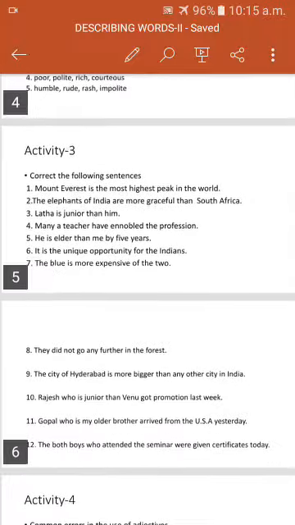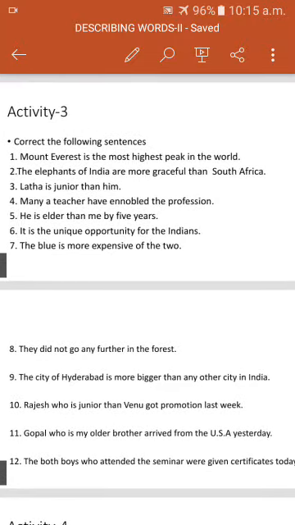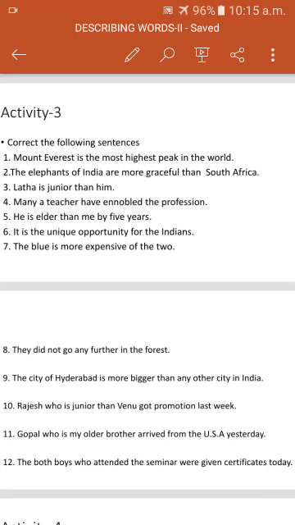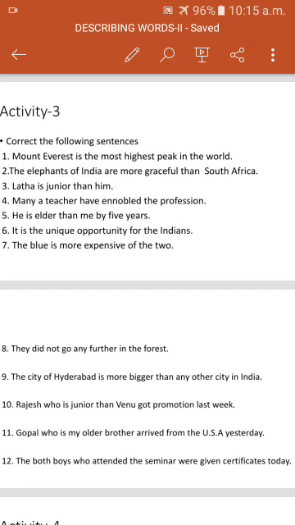Next, coming to activity 3. In activity 3, correct the following sentences. The mistakes occur in the use of adjectives, because we are discussing adjectives. The lesson is on describing words, adjectives.